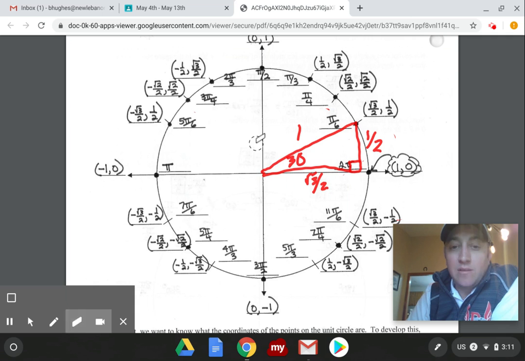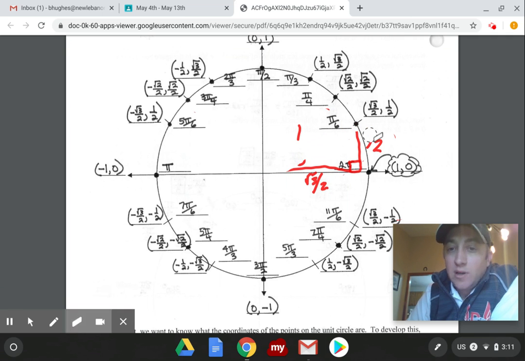And the same thing as I said on the previous page, it's important because there's symmetry. If I just know the first quadrant, I can really reflect and get to my other quadrants, and I know all of those ordered pairs as well.